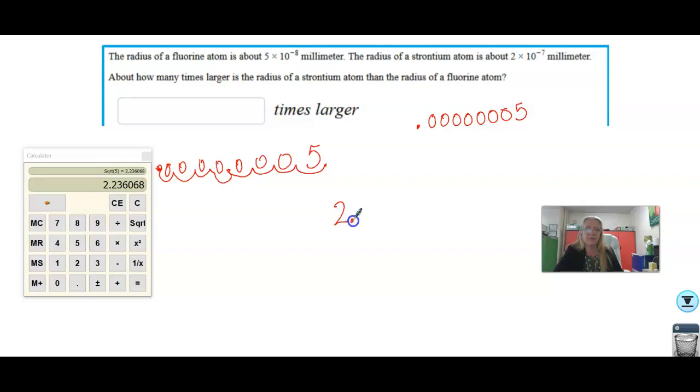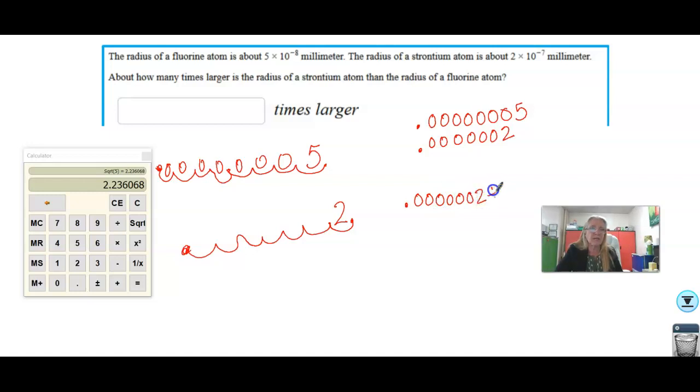So we would go 7 places left. 1, 2, 3, 4, 5, 6, 7. So you're going to have 6 zeros, and then a 2. All right, so which number is bigger? Well, this one, even though it seems smaller because it's a 2, because the 2 is closer to the decimal, this is bigger.